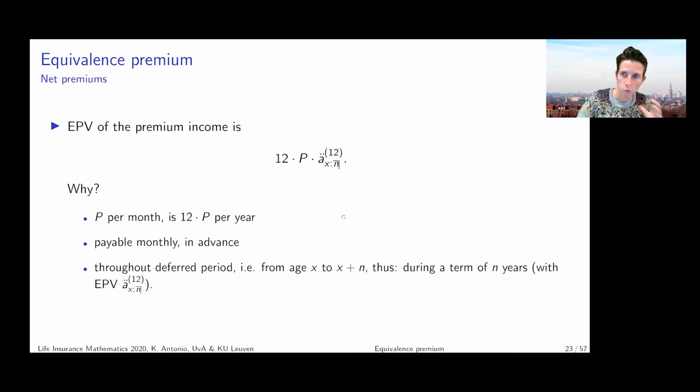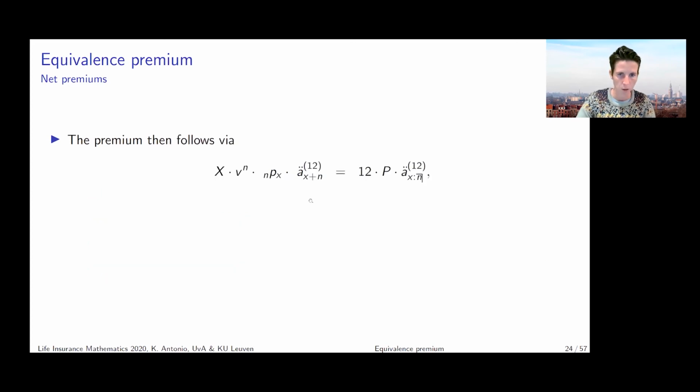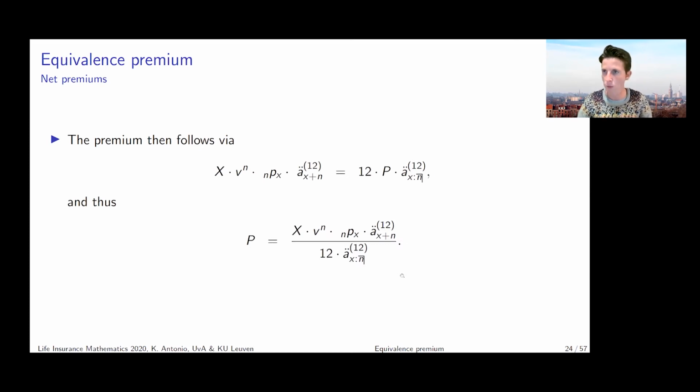So what we do now is we put the EPV of the benefits equal to the EPV of the premiums, and we solve for the unknown but constant P. So putting these two equal to each other and solving for P, this is how I would calculate the monthly premium for this type of product.